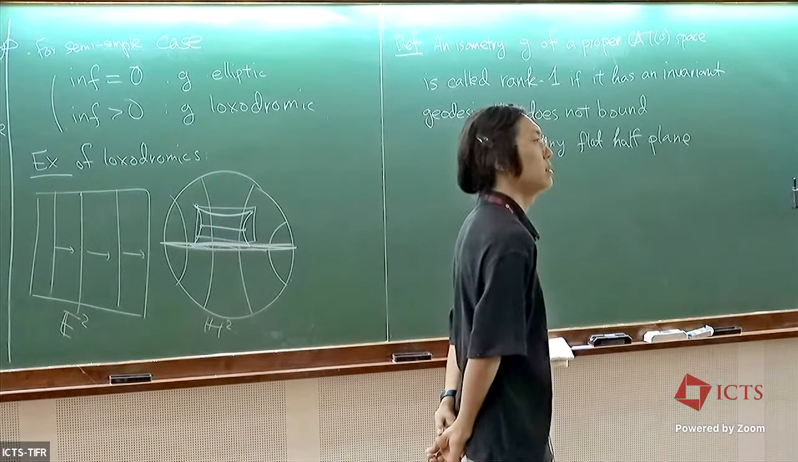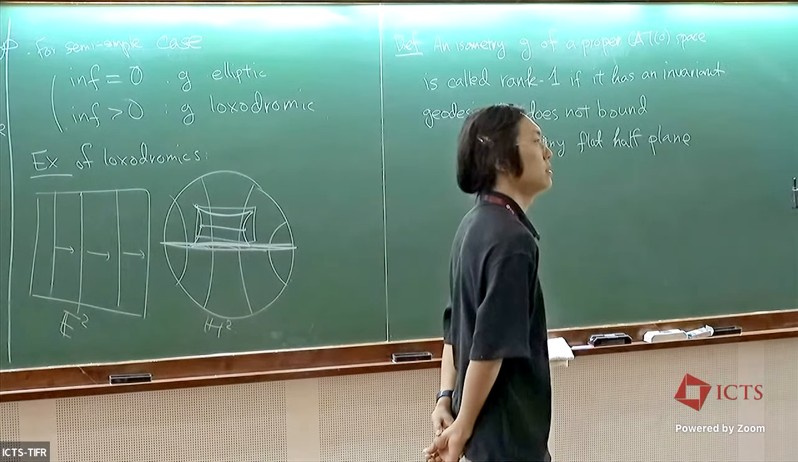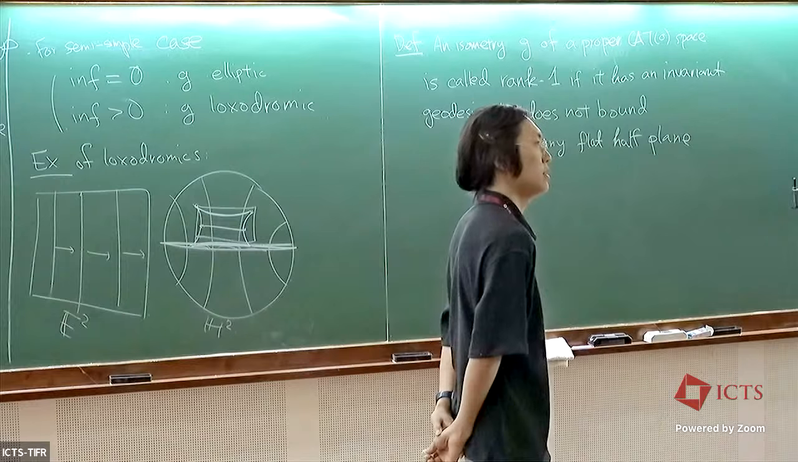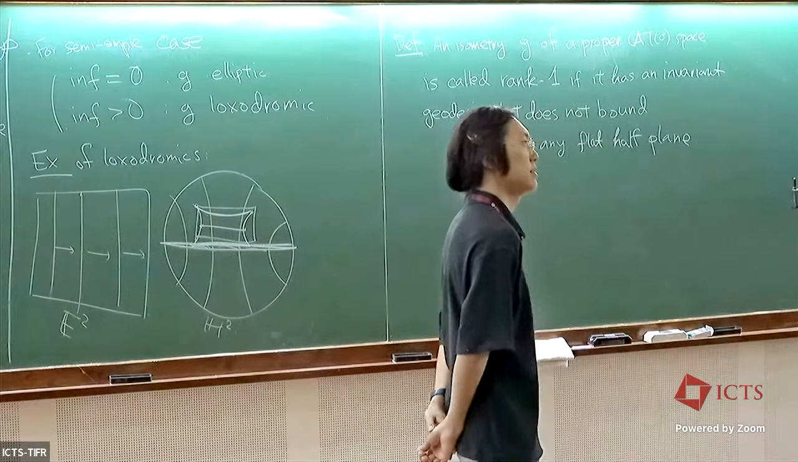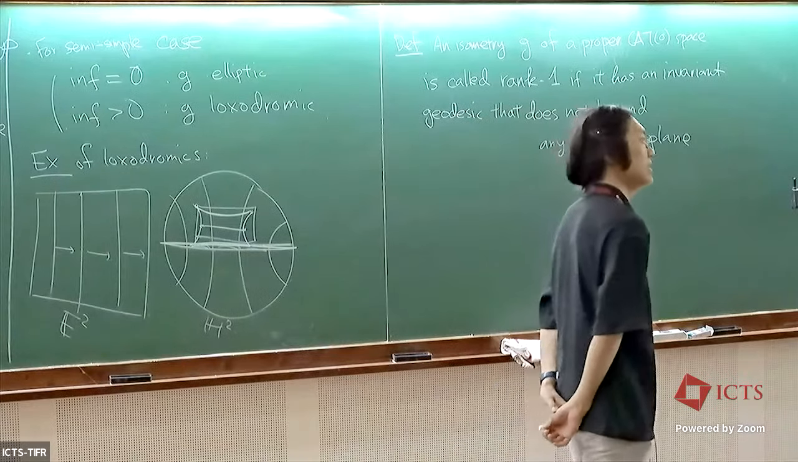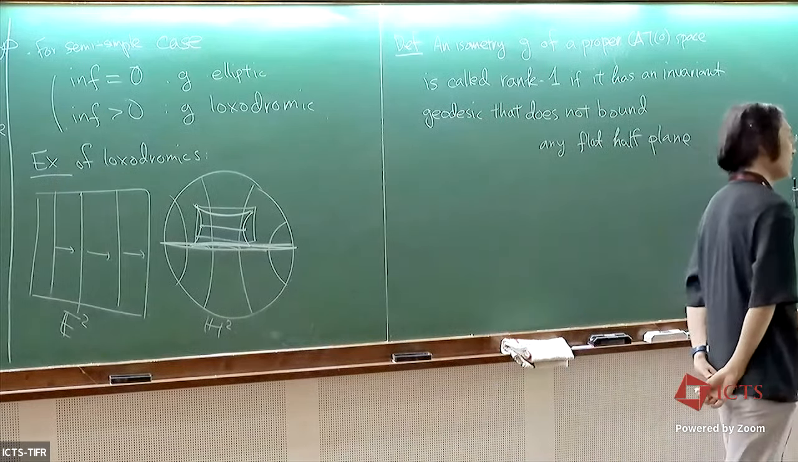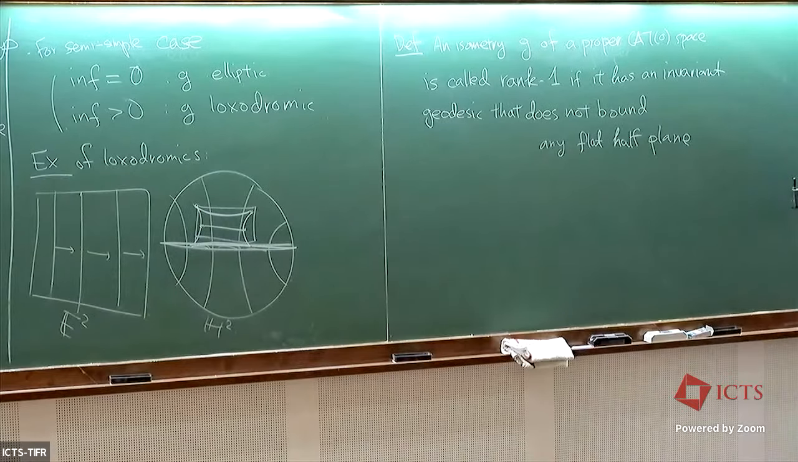We act by translation. We also rotate the half plane. Then it seems like the space of geodesics is just a single line. Right. Then is it rank 1? No, I'm excluding that case.